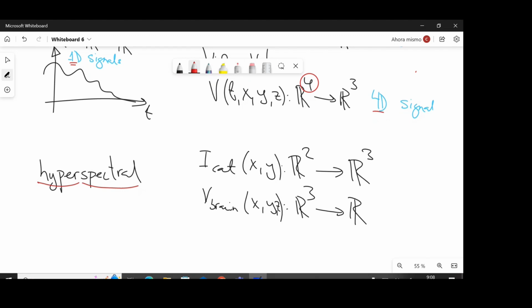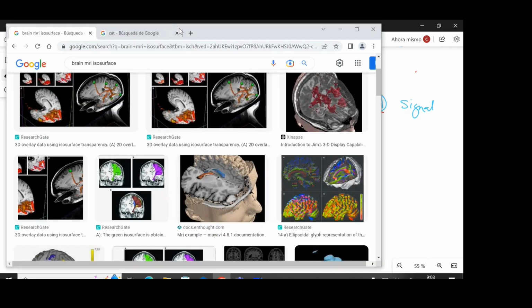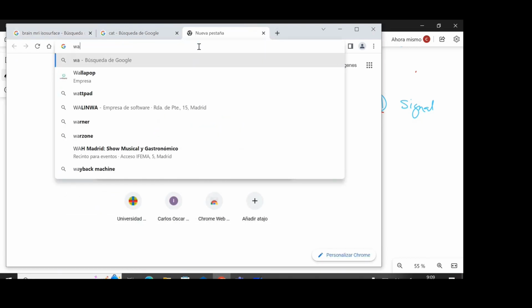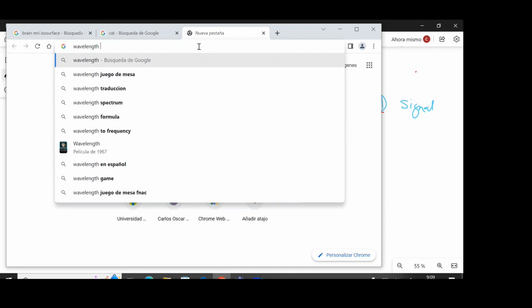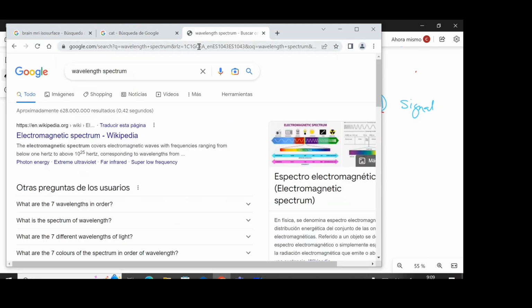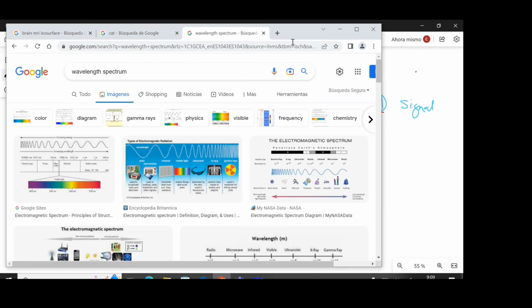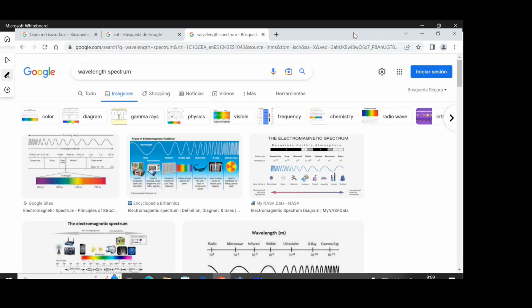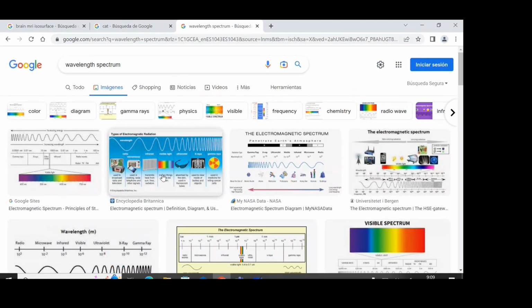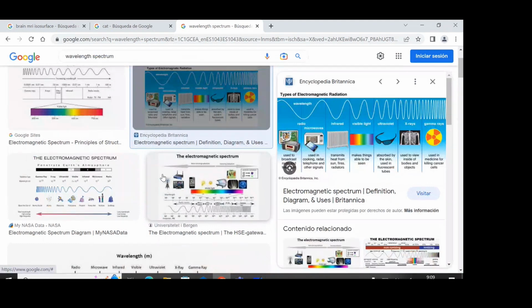Okay, so the colors are different because they have different wavelengths.